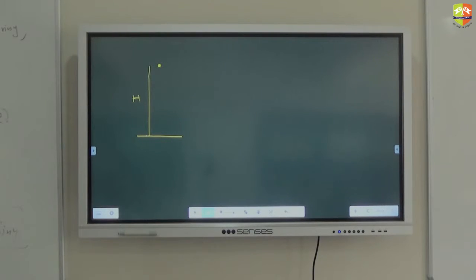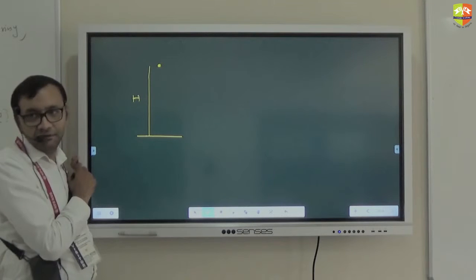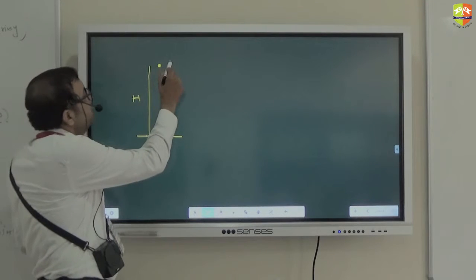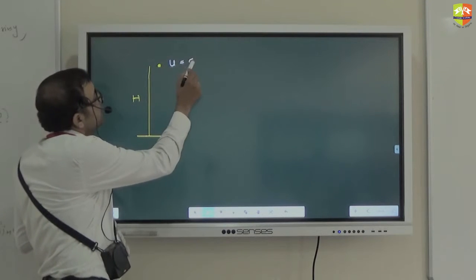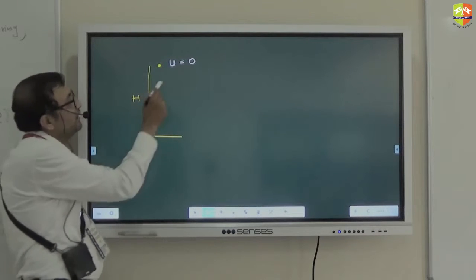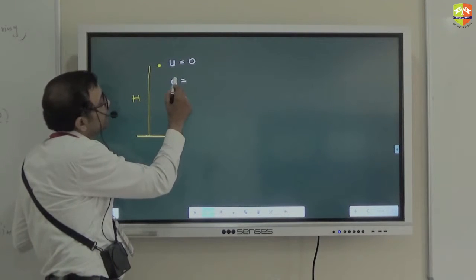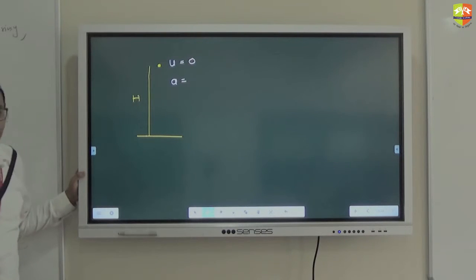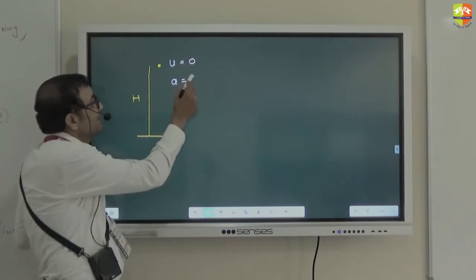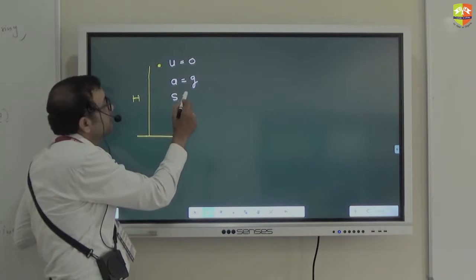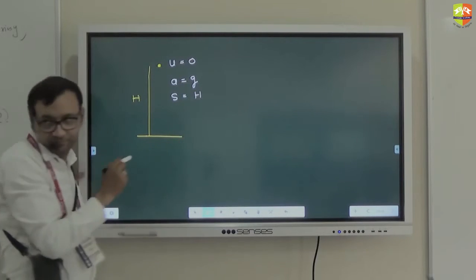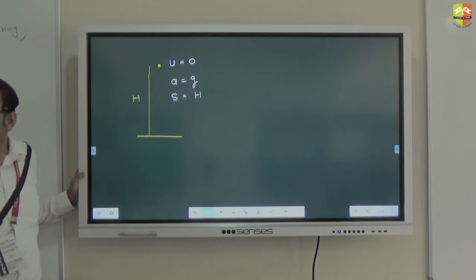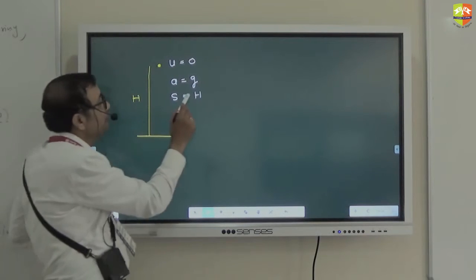How will you get root 2h by g? What are the things which are given to you? Initial velocity is given or not? Zero. Acceleration is given? g. Which direction am I assuming positive? Let's say downward is positive, so acceleration is g. Displacement is plus h, because I am assuming downward to be positive. Now I have to find time.